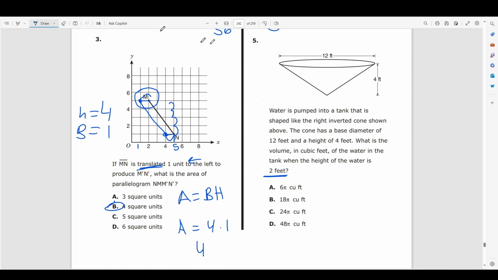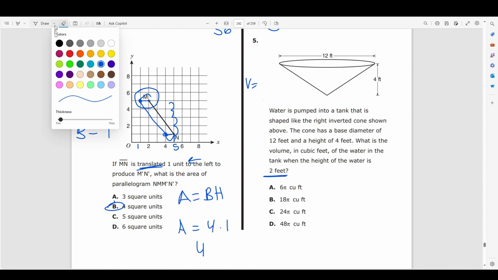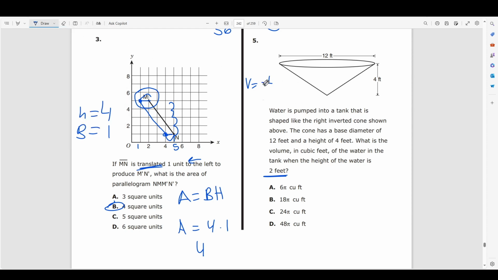Because they're asking us to find the volume, you need to remember the volume formula for cones, which is 1/3 r squared h, and then multiply that by pi. I'm going to write this better because I just added a bunch of variables to that end. It's 1/3 pi r squared h, right? And it's asking us what is the volume in cubic feet of the water in the tank when the height of the water is 2 feet.